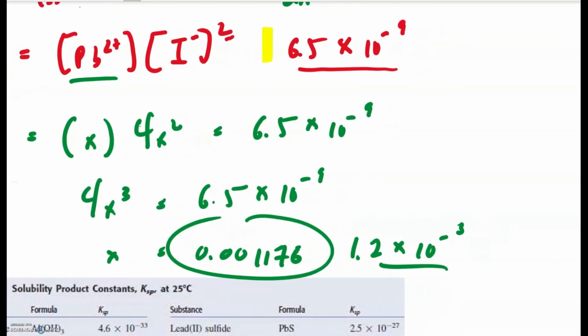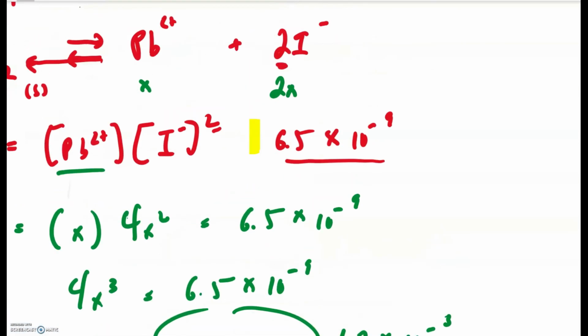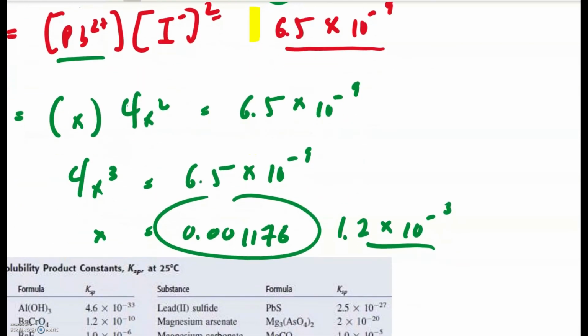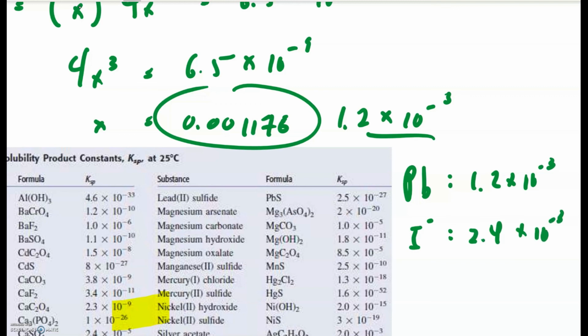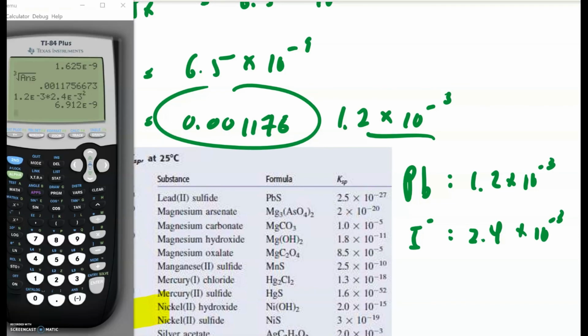And you could also find the concentration of iodide because it's going to be 2x. And so what would we say the solubility is for lead? 1.2 times 10 to the negative third. And for iodide, it would be exactly twice that, 2.4 times 10 to the negative third. Now, just to verify that these work, you can plug them back in. I'm going to use the magic of technology to prove that this works. So when I plug these back in, I get 6.9 times 10 to the negative 9, which is cool because I did some rounding. I took some liberties with the rounding.